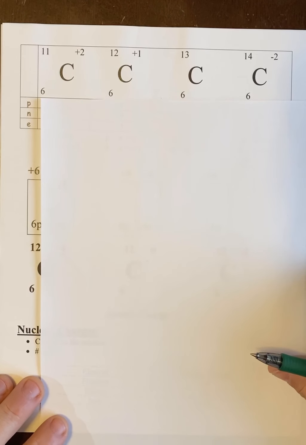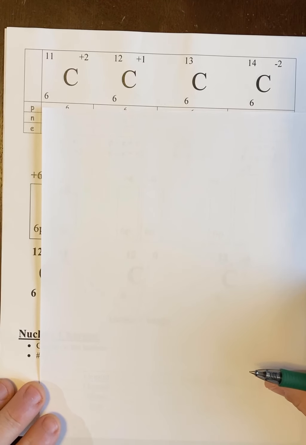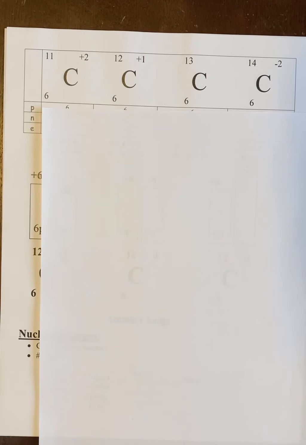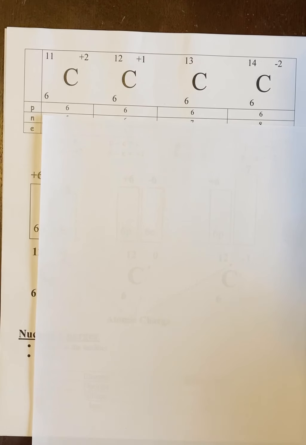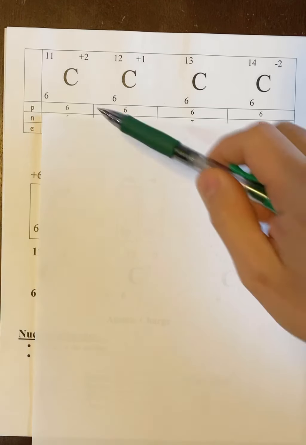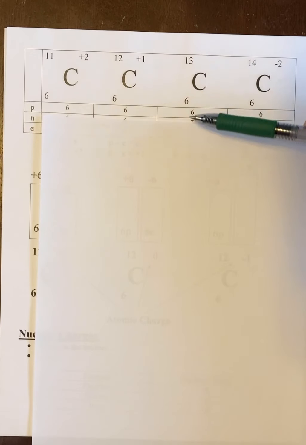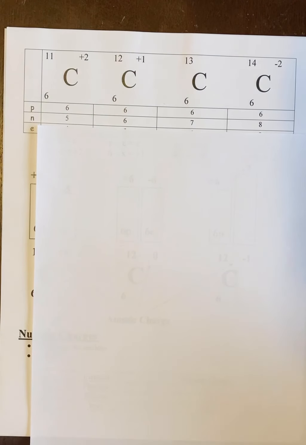So I have 4 carbon atoms, or ions, I guess is the proper word. Well, I have an atom and 3 ions. We're going to figure out P's, N's, and E's. P should be easy. They're all carbon, they're all 6, done. N should be easy. We subtract. 11 minus 6, 12 minus 6, 13 minus 6, 14 minus 6, no big deal there. It's the electrons that are the problem.